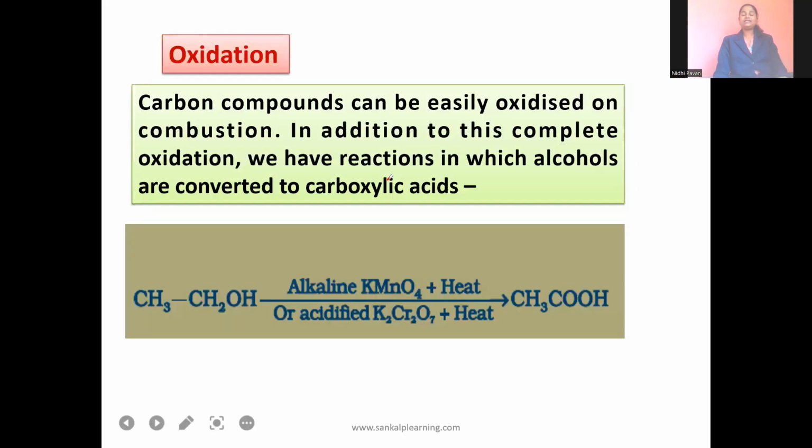Then the next reaction is oxidation. The next reaction is oxidation. So what is this oxidation?